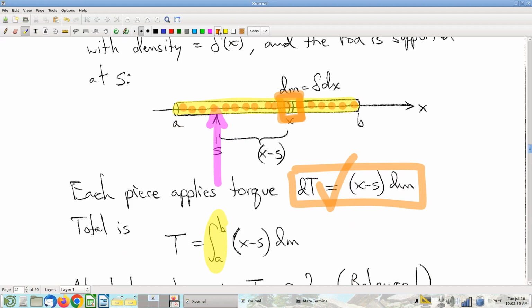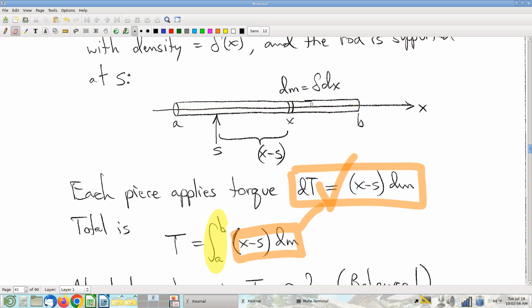You add up all of the individual little pieces of torque to get the grand total torque that this metal rod applies around the axis or point of support, right there where you're holding it up. Okay. Fine, who cares?